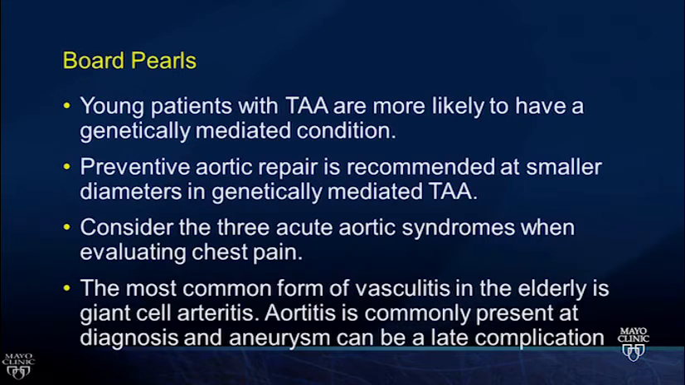So for your boards, just remember that young patients are the ones who are likely to have the genetically mediated problems, and they go to surgery sooner than the older people. Be aware of the 3 aortic syndromes and know the basics. Know that they can morph into dissection. And be aware that the most common form of vasculitis in the elderly is giant cell.